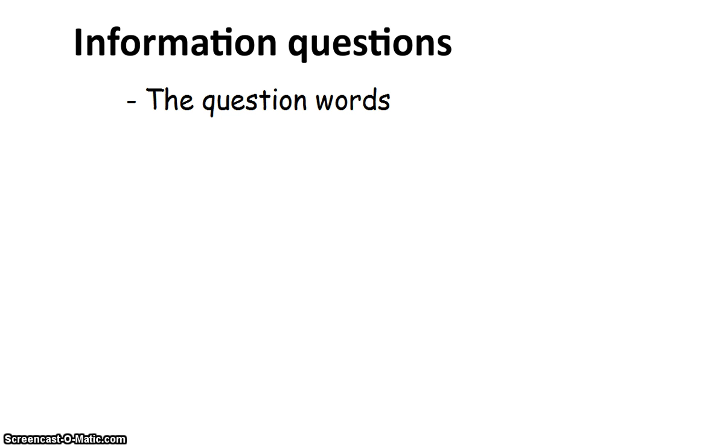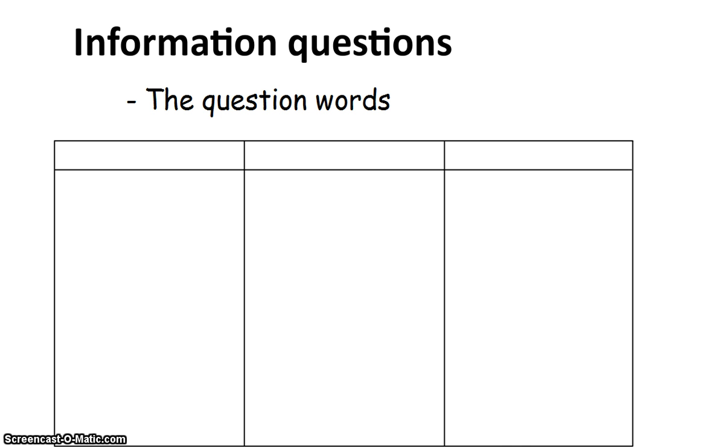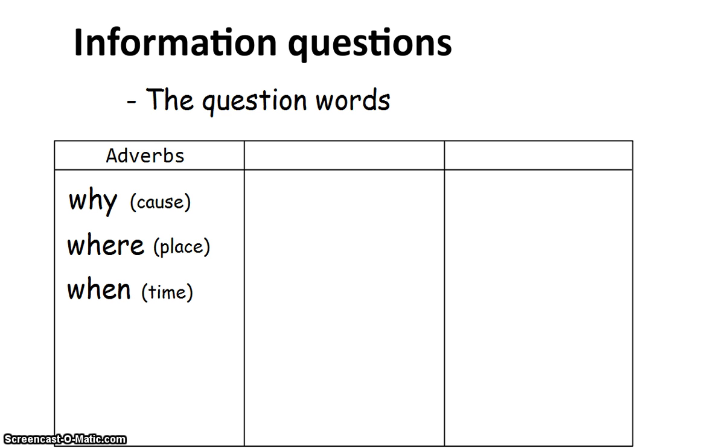First, let's see the question words. I made a table with 3 columns corresponding to the 3 categories of question words. The first column is about adverbs. In the adverbs we have why, when we ask about cause; where, when we ask about place; when, when we ask about time; and how, when we ask about the manner.